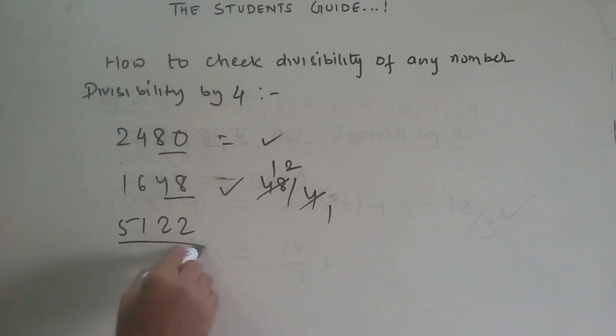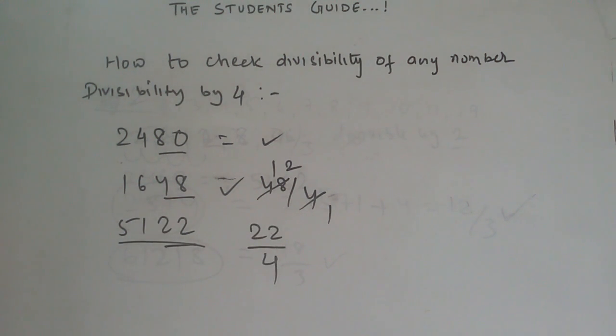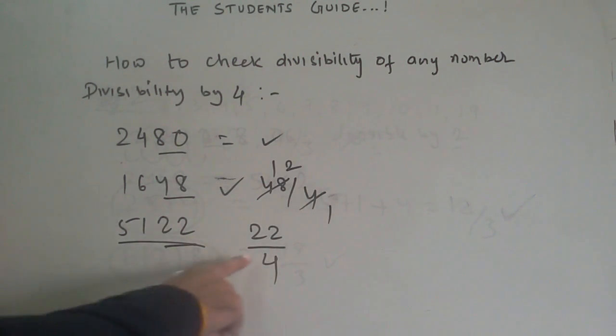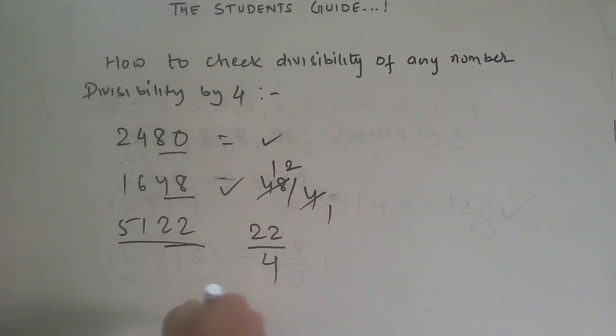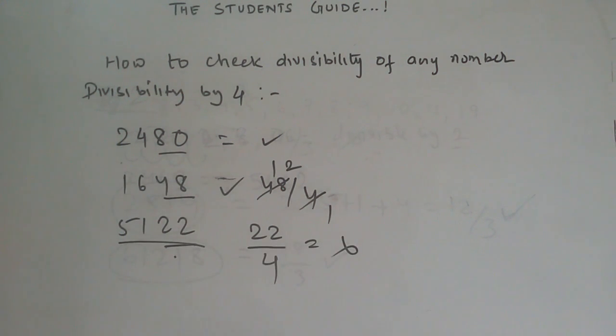What is the number given? 5122. So we will see the last two digits. Is 22 completely divisible by 4? We know that it is not completely divisible by 4. So this number is not divisible by 4. Okay, I hope you are clear with that.